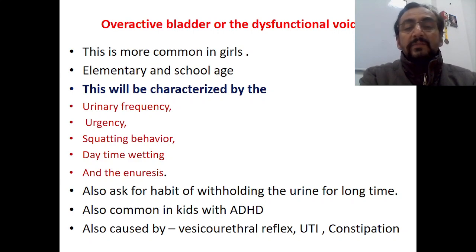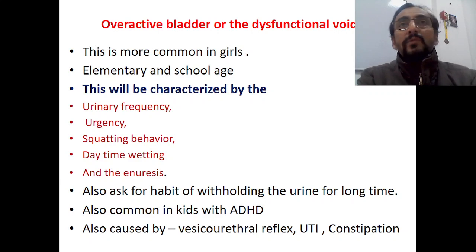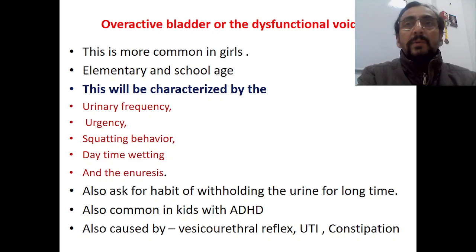It is also common in kids with ADHD. Those kids also have overactive bladder, and it is also caused by the vesico-ureteral reflex, UTI and constipation, etc. In case of overactive bladder, the child is not passing urine properly, and that leads to various problems, and the child may pass the urine at night hours when it is relaxed.